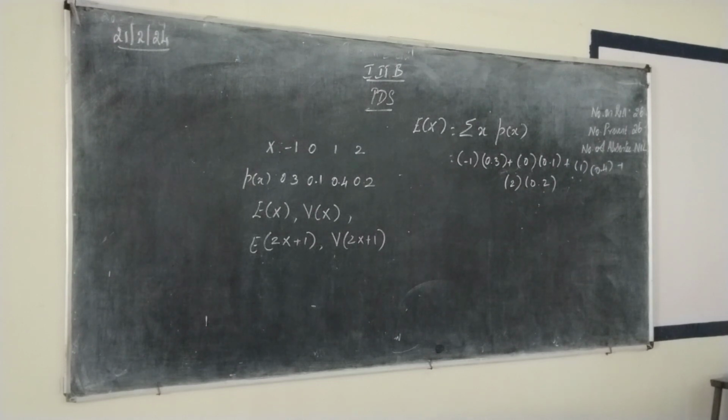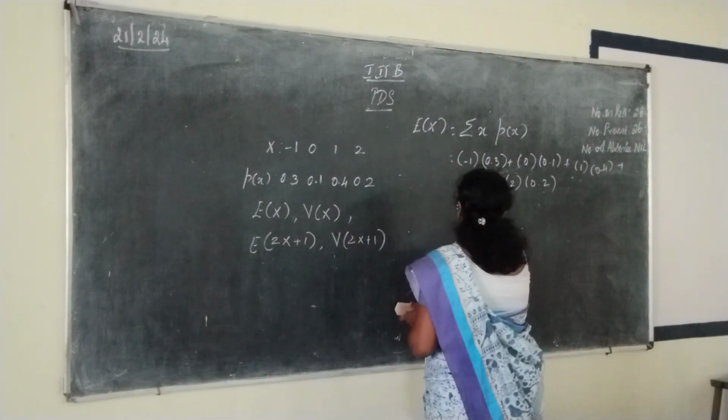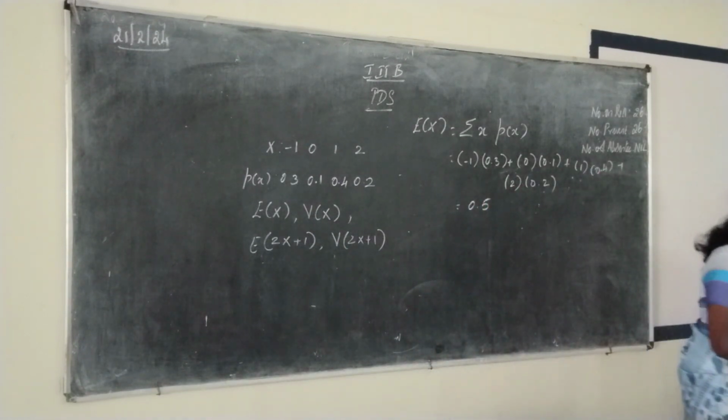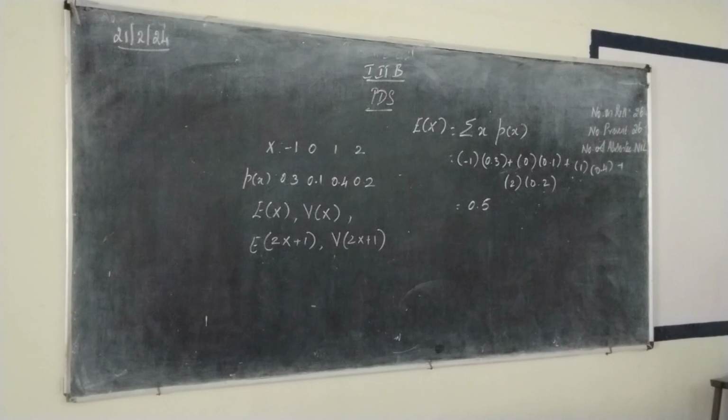Find the answer. Take a calculator. Don't have a calculator, must do it manually. 0.5. Good. Others? What is E of x? 0.5. Very simple or not? So I picked up only for a maximum of 2 marks. Okay. What is the next one you have to find?